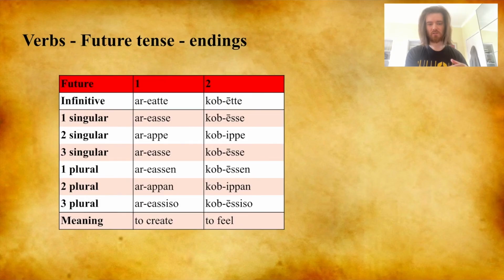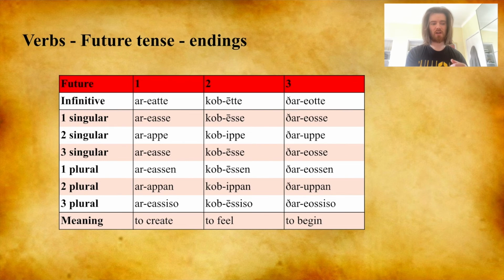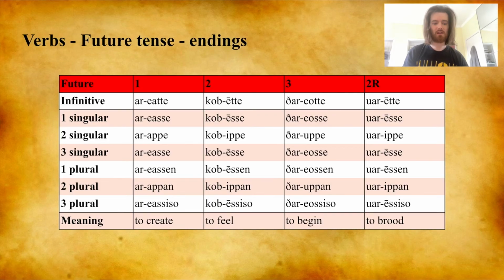Second conjugation endings, kobete, kobese, kobipe, kobese, kobesen, kobipan, kobesiso. And the third conjugation endings, vareotte, vareosse, varuppe, vareosse, vareossen, varupan, vareossiso. And we'll throw in a consonant subclass for good measure so that you believe me that there's no variation according to person or number. Uarete, to be about to brood. Uarese, uaripe, uarese, uaressen, uaripan, uaresiso.